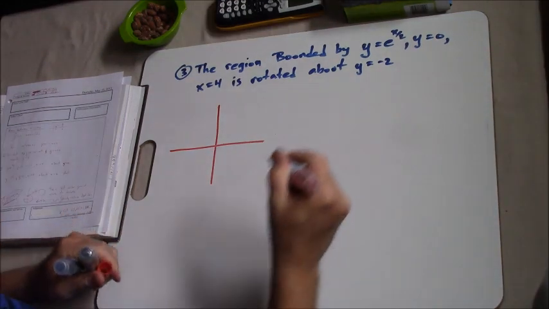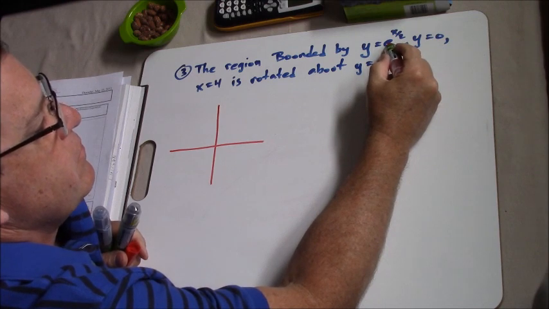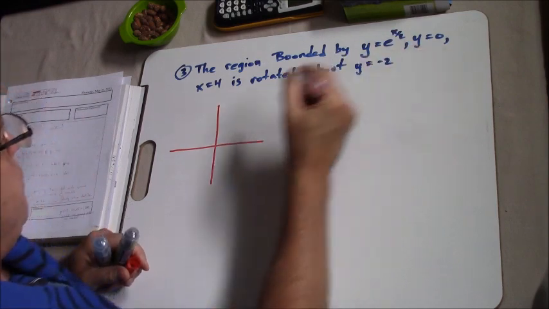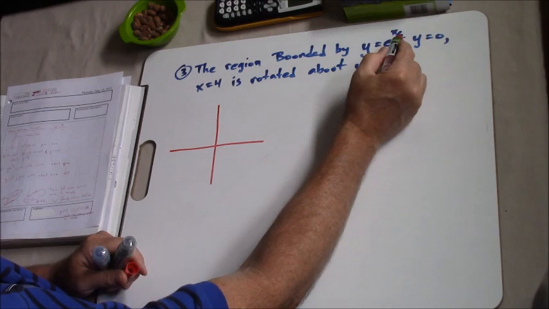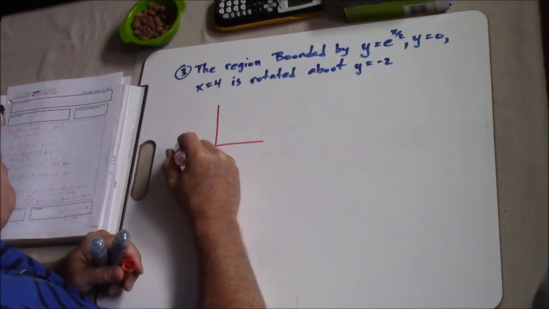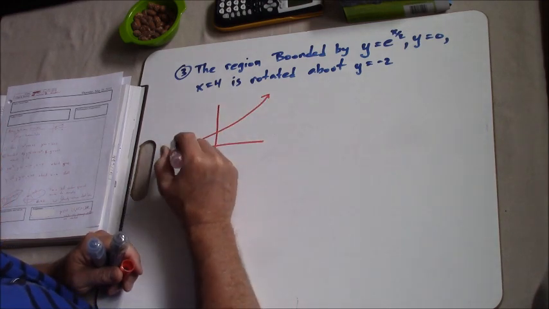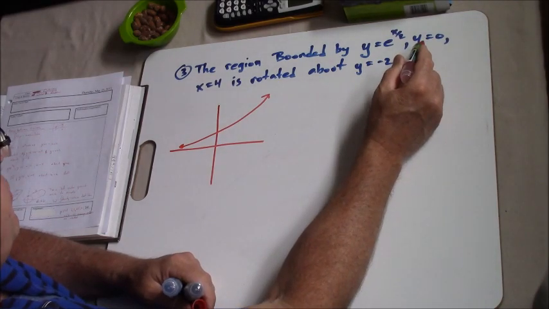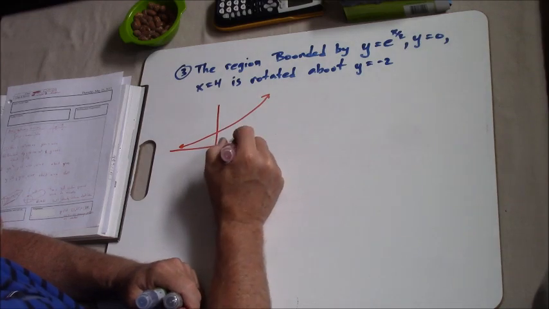Alright, so when I look at this, what I remember is that this is an exponential function. Any number raised to the x power is going to look like this. The fact that it's x over 2 means it just won't go up as fast. So I'm going to do something like this. Okay, there's my exponential function, and it's bounded between that and y equals 0, which is this right here, and x equals 4.